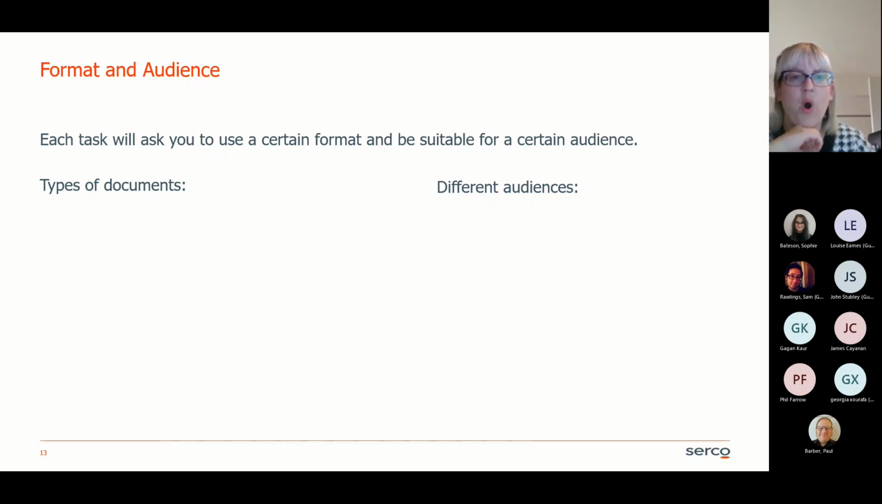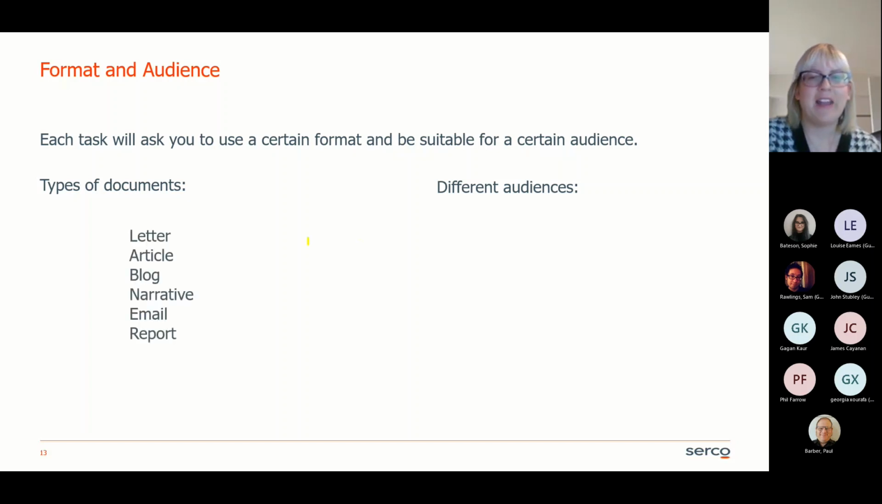So types of documents, what sort of types of documents do you think you would be asked to create? Again, if you could pop in the chat function what you think. Report, lovely. Any others? No? Okay, it is late, so I'll give you a helping hand. So we've got letter, article, blog, narrative, email or report. You could be asked to create any of those documents. If you are, you would be expected to lay out the format as you would expect that document to be laid out. So if you were asked to write a letter, you would be expected to lay out the document as a letter. Like I said, we have got the bite-sized sessions for documents as well for you to have a look at. Moving on to different audiences.